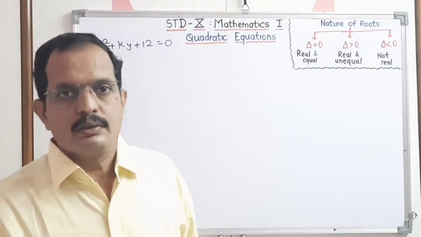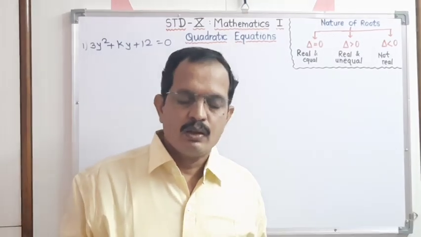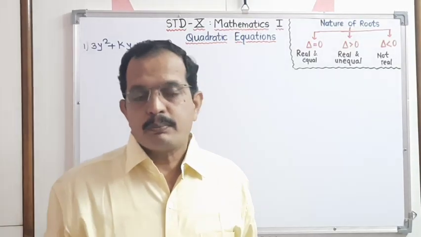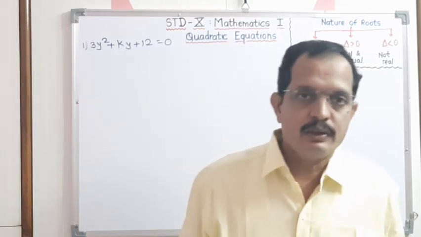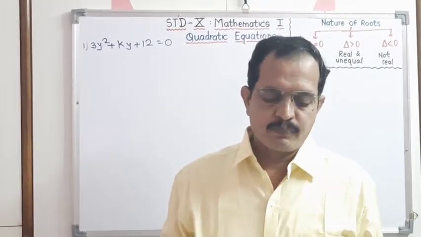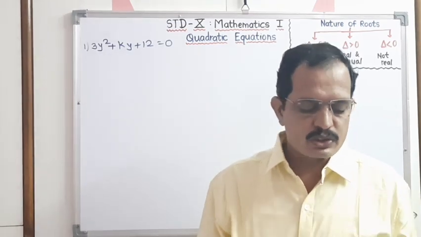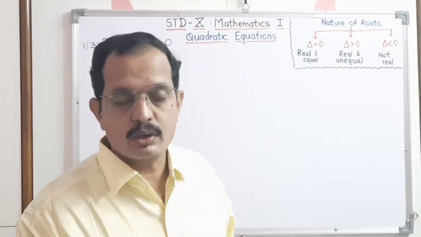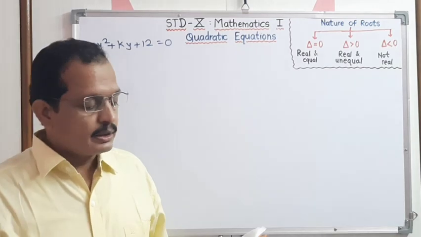Let's start with question number 7. Question number 5 and 6 are omitted for this year from practice set 2.5. Now we have to start with question number 7. It is important. See the question.